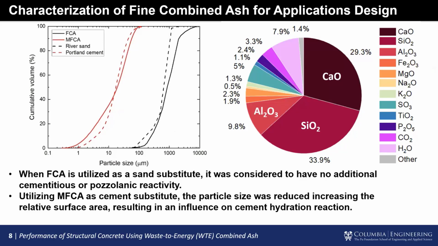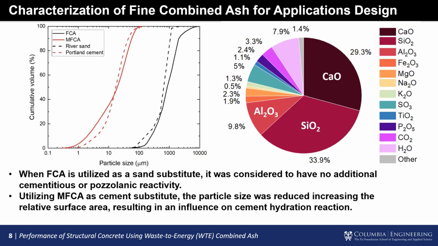for the application design. And we can see from the particle size distribution, the fine combined ash shares the same particle size range as that of the natural river sand, and the milled fine combined ash shares the same particle size range as that of the Portland cement. When the fine combined ash is used as the sand substitute, it was considered to have no additional cementitious or pozzolanic reactions due to the particle size.